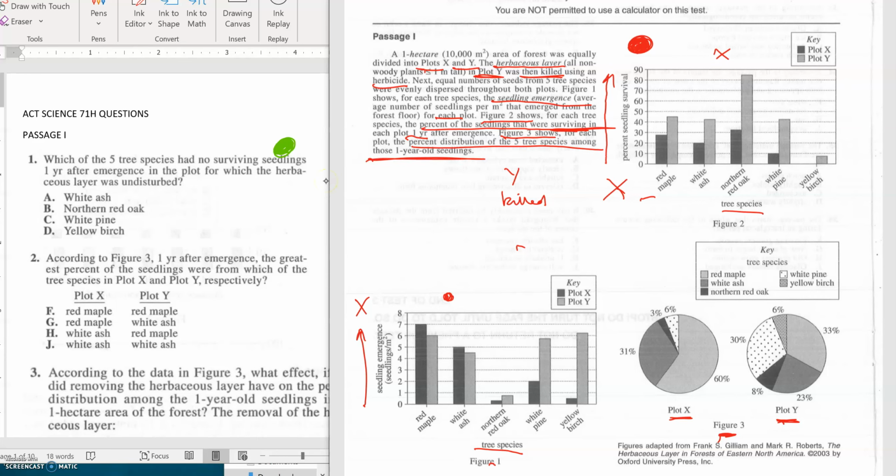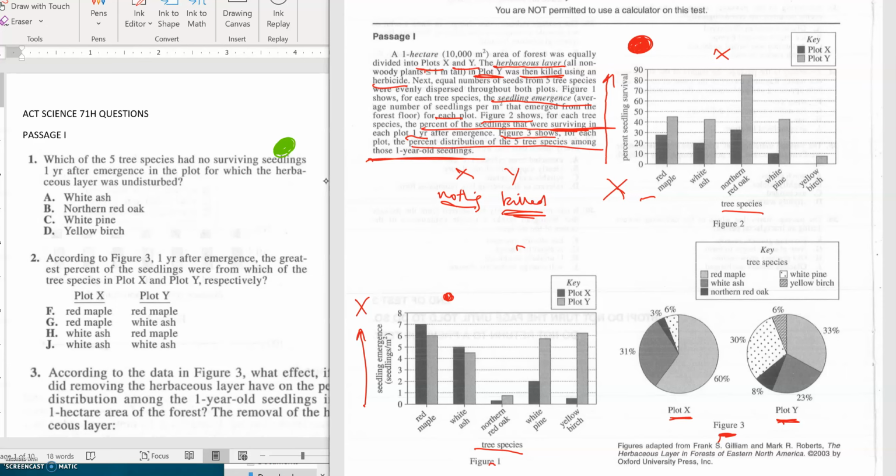Alright, so I think I've got as much of an idea as I want. So plot X, nothing happened, it looks like. Plot Y, they used a herbicide and killed things. That's enough. Alright, so we'll go over to the left-hand side, the green side, and look at the first question.